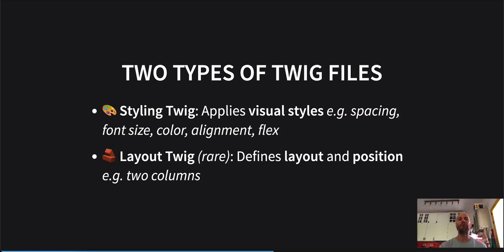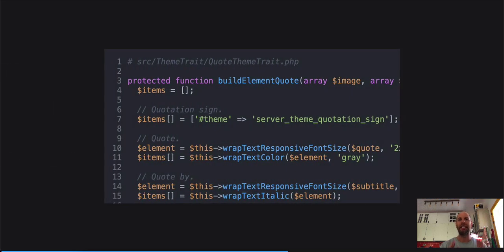Well, there are really two types of twig files. The first one would be what we call the styling twigs, which we've seen up until now. This is spacing, font size, and so on. A more rare one would be the layout twig. It's a regular twig. I just call it layout in the sense that it's defining the position of where elements could be positioned and rendered.